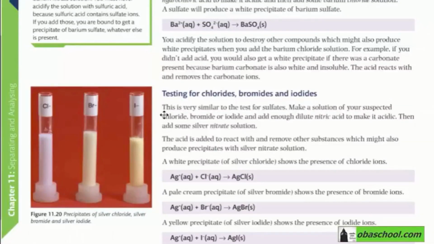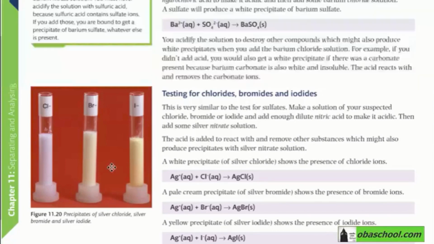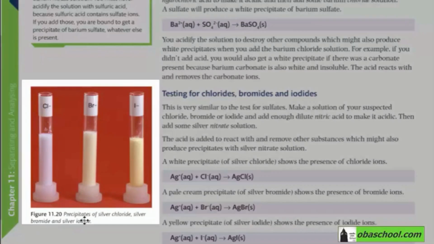The last test is testing for chlorides, bromides, and iodides. They all have the same test. They have the same steps. But what differs is the color of the precipitate produced. In this figure, we have precipitates of silver chloride, silver bromide, and silver iodide.